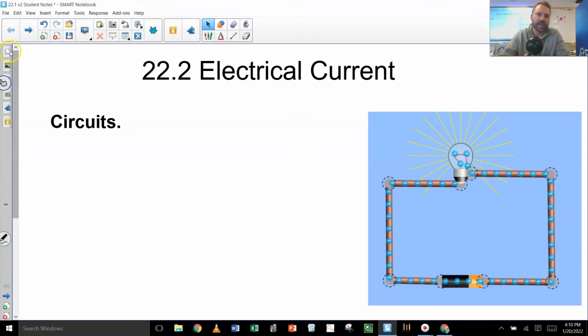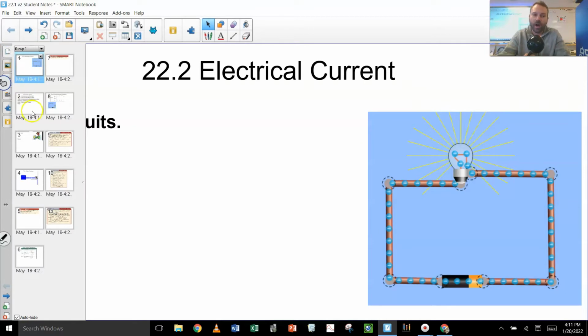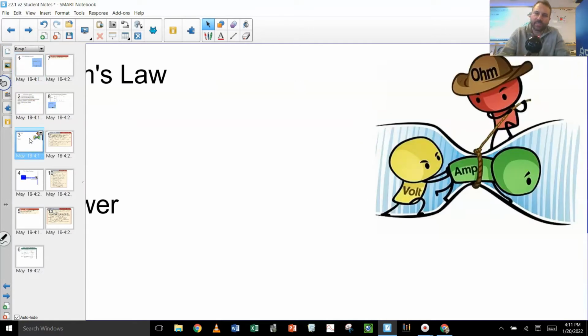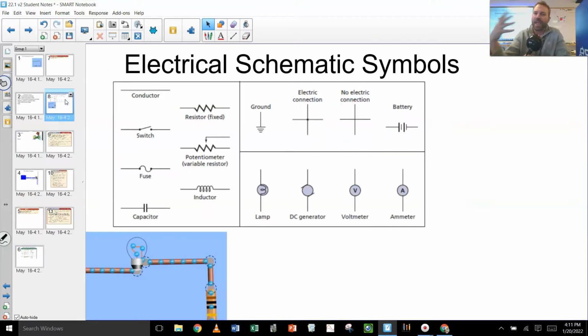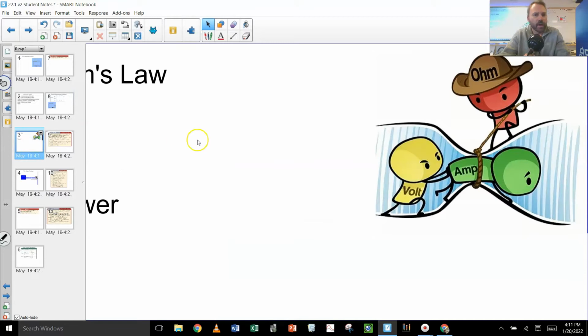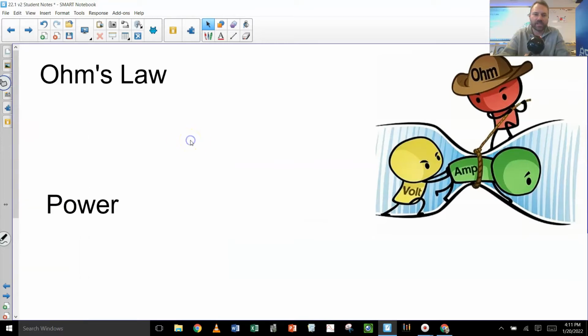So we're going to talk today about something called Ohm's Law, and we're going to do a couple of example problems. You're going to also be introduced to different what are called schematic symbols. We're going to be building some circuits today, and we have special symbols for those. And we're going to get a couple of new equations, an equation for Ohm's Law and an equation for what's called power. So let's get started.